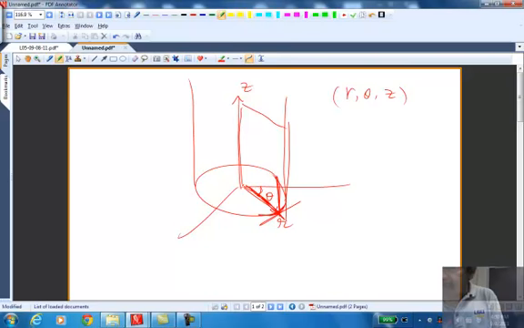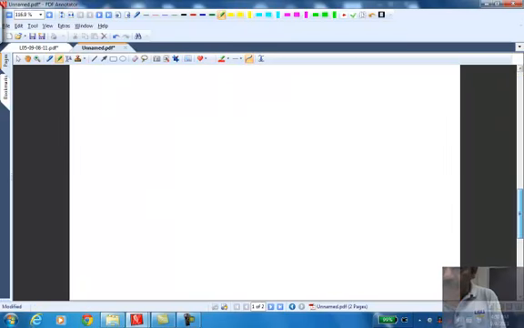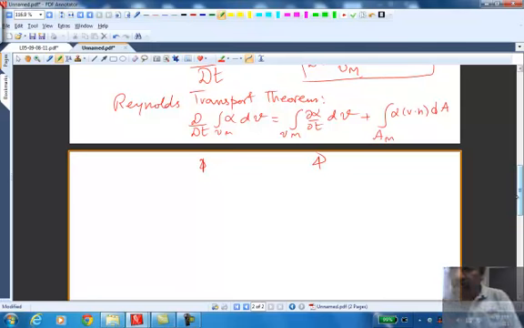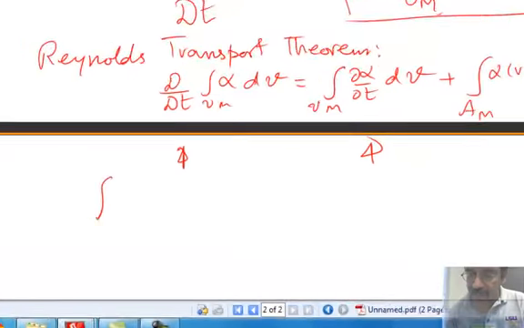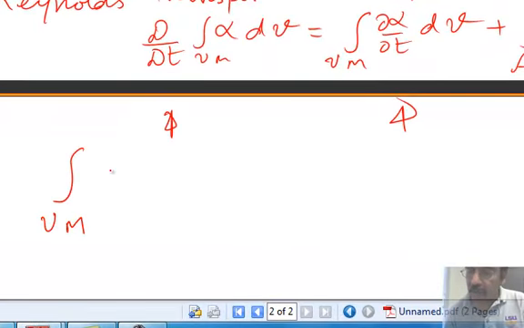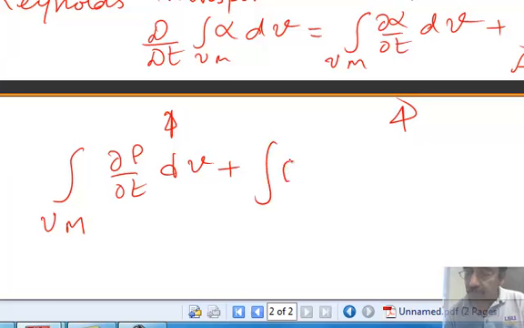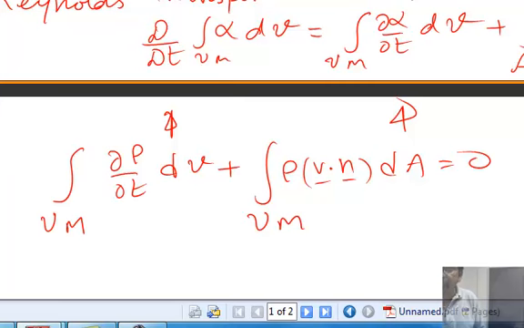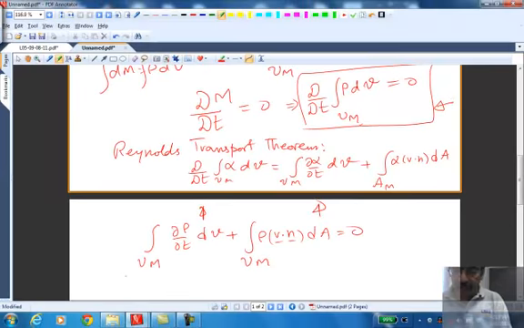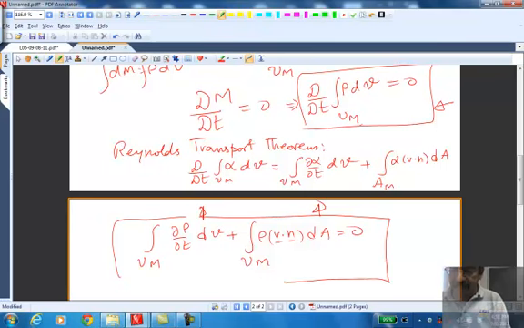Okay, so if you go back to this, now we're going to apply this theorem to this particular expression. So it's going to be the integral over Vm of d rho/dt dV plus the integral of rho v dot n dA is equal to 0. Okay, so this is the mass balance equation. By applying the Reynolds Transport theorem, the mass balance equation becomes this.